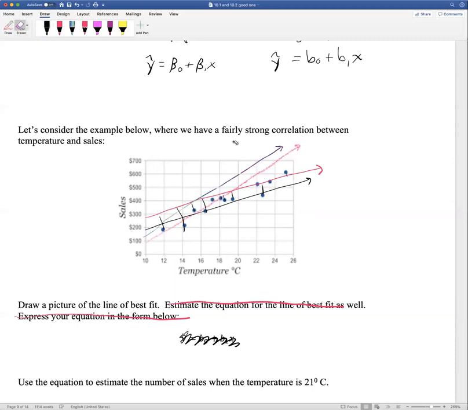So let me get rid of these guys. Not a good line, not a good line. Let me see if I can get away with just erasing these little pieces over here.